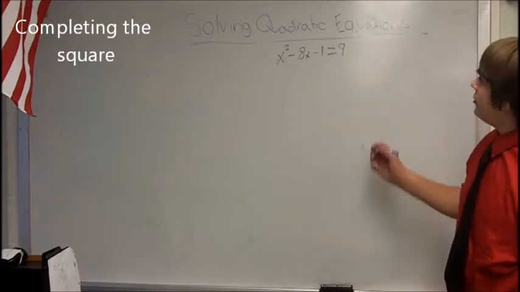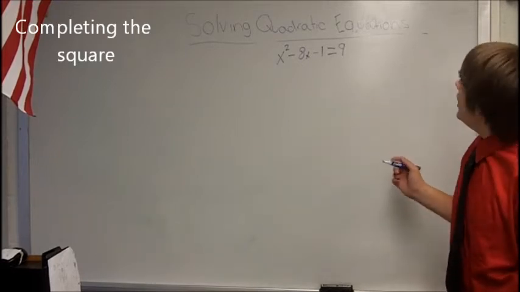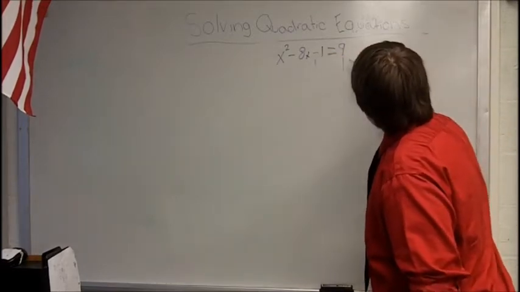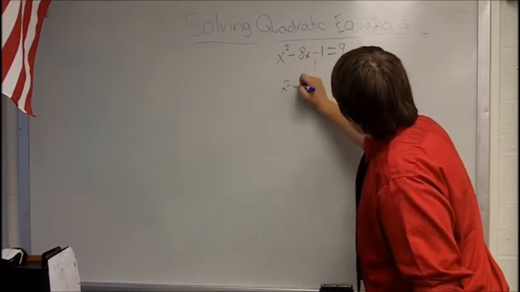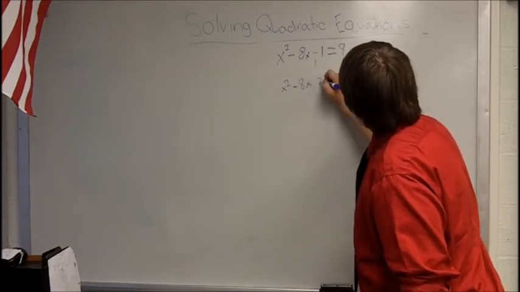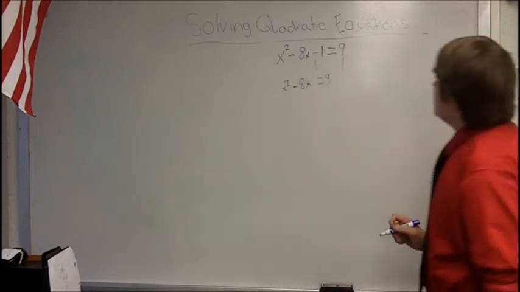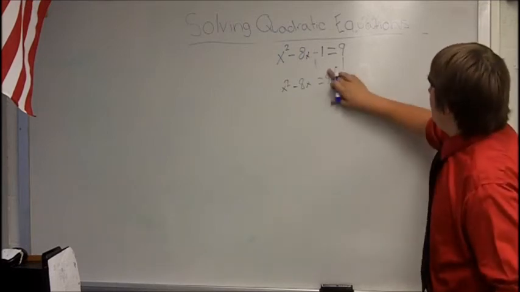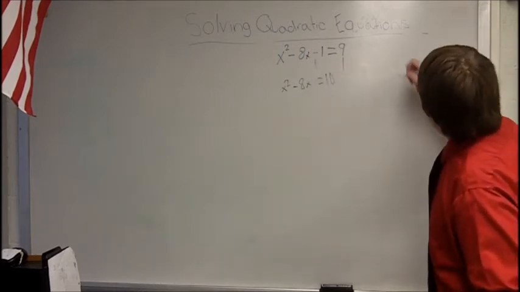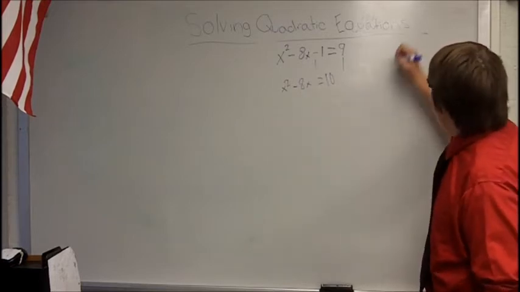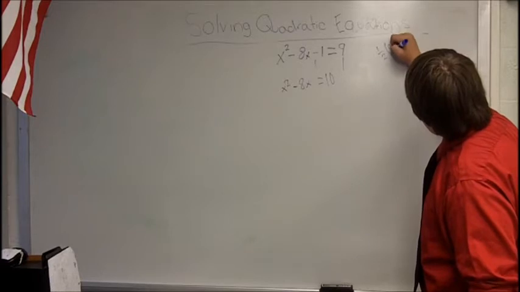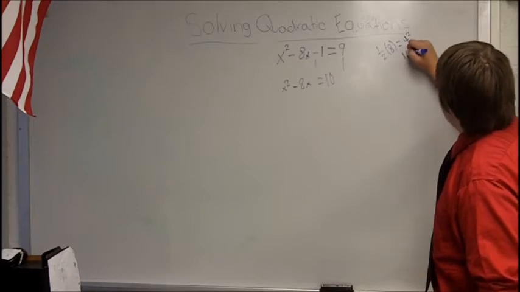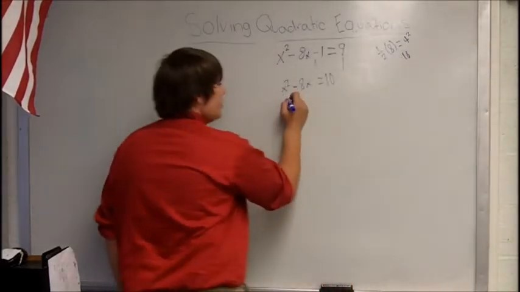The first step to solving quadratic equations using the completing the square method is to take this negative 1 and move it over to this side. So now what I have to do is turn this side into a perfect square trinomial. I'm going to take half of that 8, and then square the 4, so it equals 16. And I'm going to rewrite this as a perfect square trinomial.